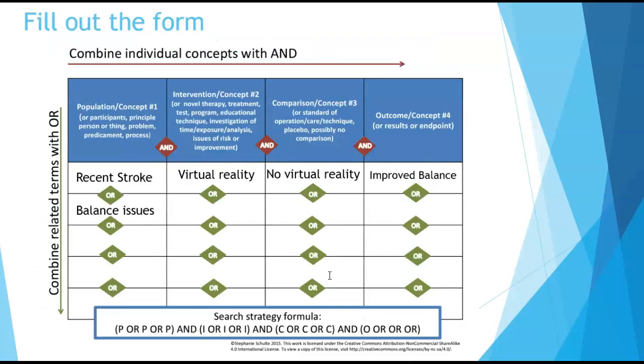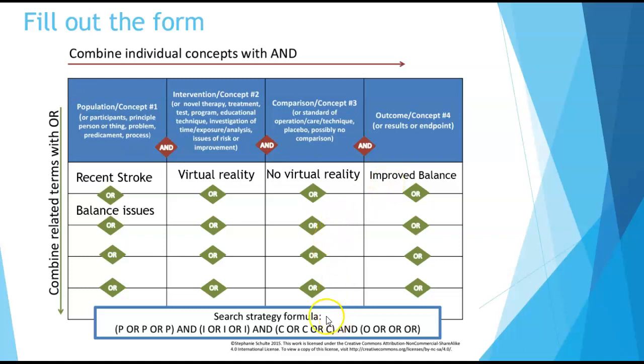When we put it in the chart, you will see that the P's will sit like this. You can put recent stroke and balance issues. The I will be the virtual reality. The C will be no virtual reality, and improved balance will be on the right.